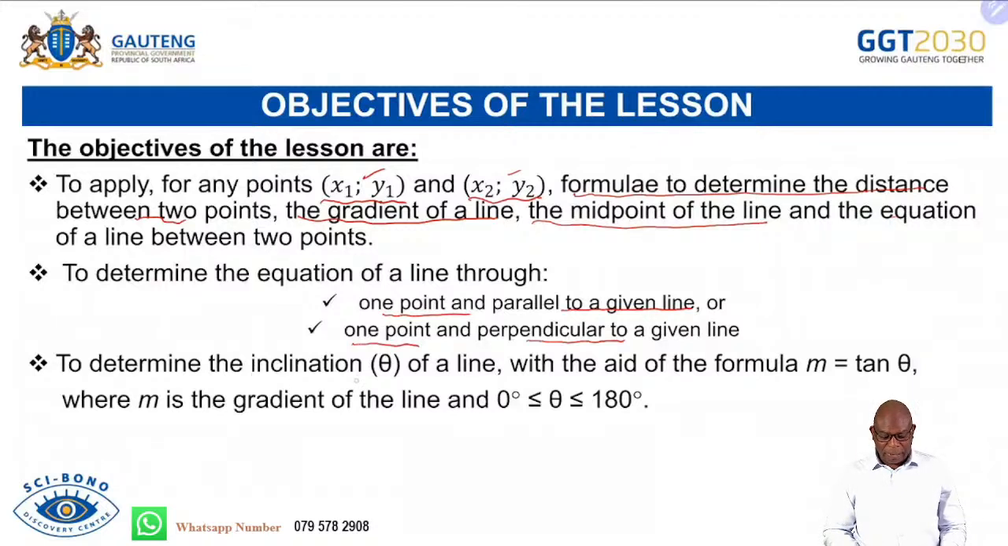We're also going to determine the inclination of the line with the aid of the formula that is given. By the end of this lesson, we must be able to do all those with the aid of the formula that is given, where the angle is between 0 and 180 degrees. Remember, the angle that we are going to be looking at is any angle between 0 and 180 degrees. Your answers cannot be more than 180 degrees.